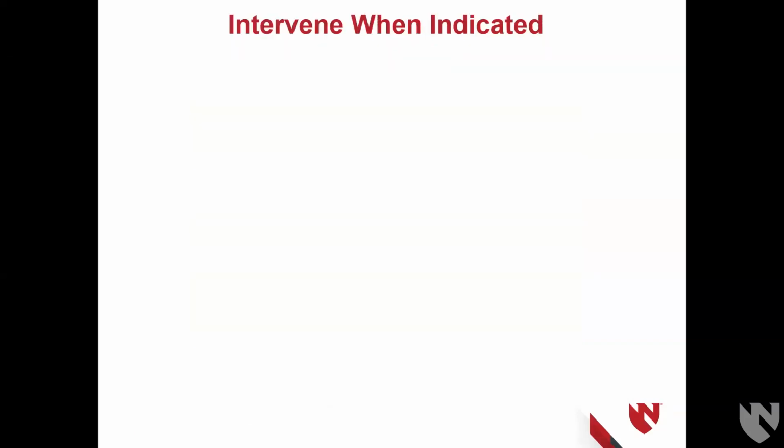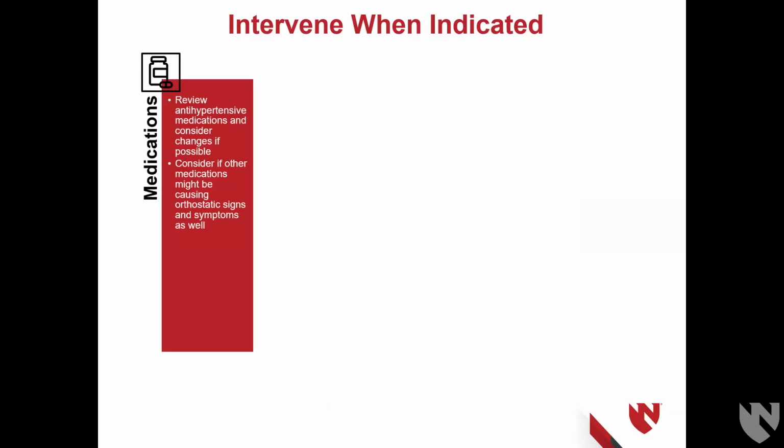Now, what should you do if you identify that your patient does experience orthostatic hypotension as a risk factor? There are various options for interventions. Probably the first thing to consider is whether a medication adjustment is needed. If the patient is on antihypertensive medications, those should be reviewed and you should consider whether a change is warranted. Other medications might be causing orthostatic symptoms as well, so review and adjust those if necessary.